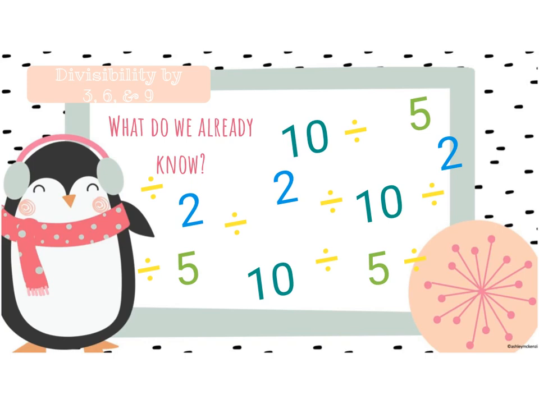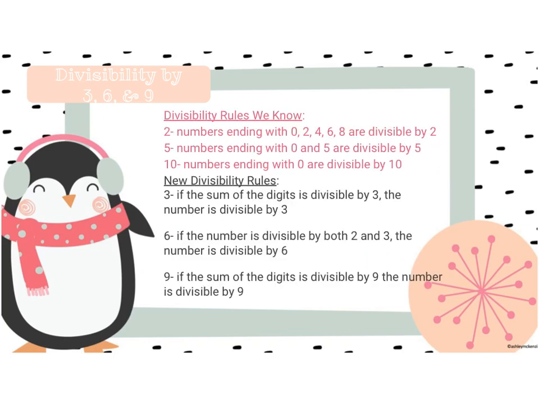What about 2? What do we know about all numbers that are divisible by 2? They're always what? Even numbers. Any even number. So it ends in 2, 4, 6, 8, or 0. It can be divided by 2. Okay? Okay, so we just kind of reviewed the top part in pink. Our new divisibility rules are going to be about 3, 6, and 9.